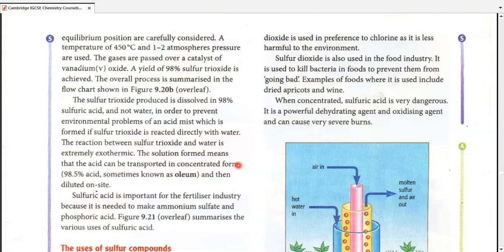Okay, the reaction with sulfur dioxide and water is going to produce pyrosulfuric acid. We are going to call that oleum. This is written in the next reaction in the next line. The reaction between sulfur dioxide and water is extremely exothermic. The solution formed can be transported in concentrated form, 98.5% acid. It is known as oleum or pyrosulfuric acid, and then diluted on site. This is the trick behind it.